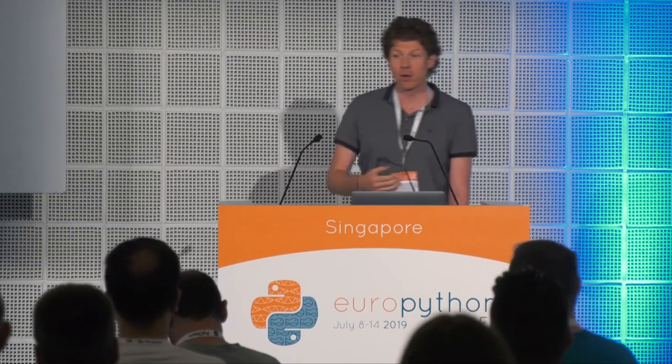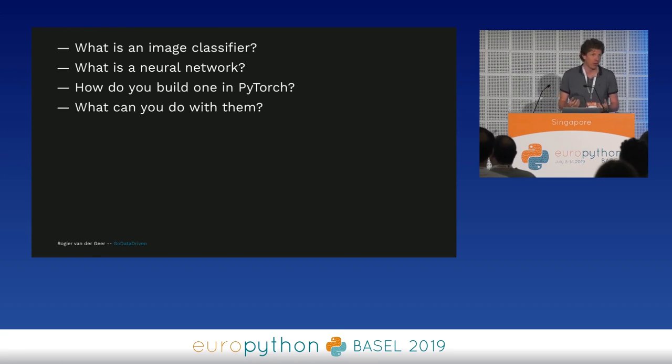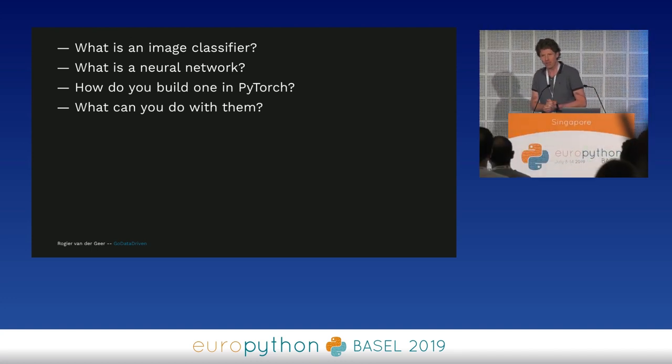Basically, first I'm going to tell you what is actually an image classifier. That's not so difficult. Then we'll go over what's a neural network, how do we actually build one in PyTorch, and then finally, what can we do with them? And in the spirit of this morning's keynote, I'm going to show you a bit how I played around with an image classifier and what cool things you can do with them.